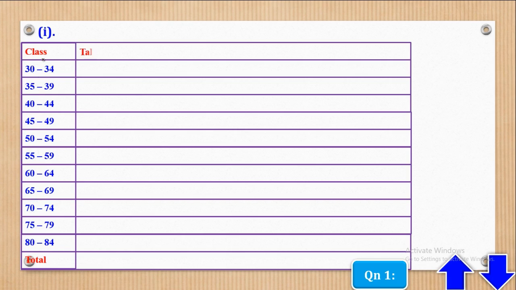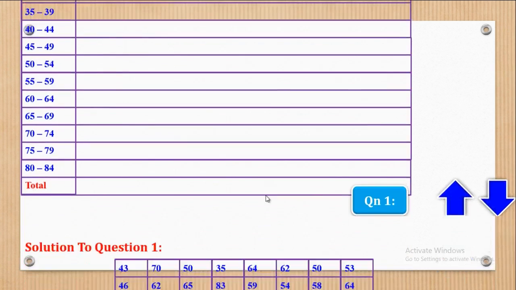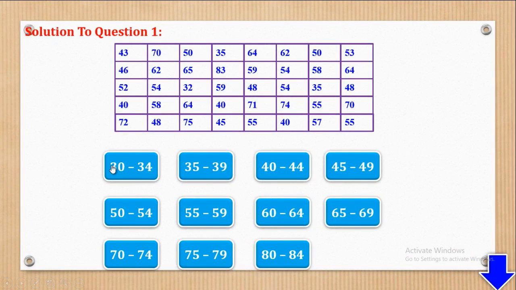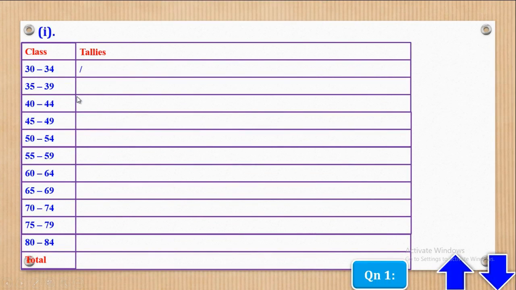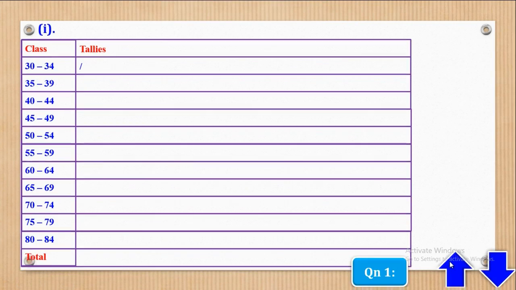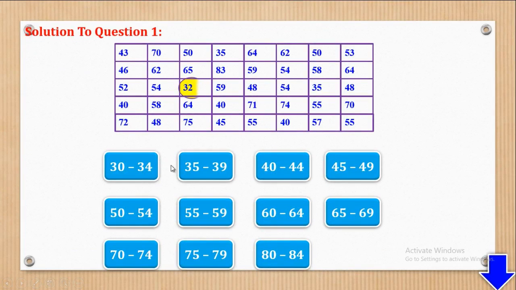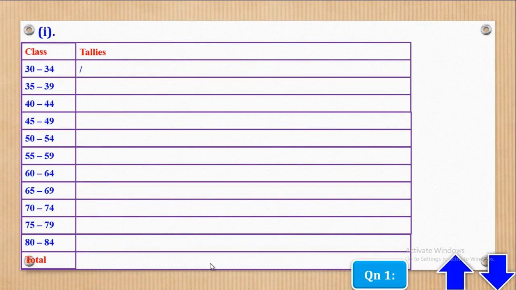Now that I've generated our classes, we shall go to the tallies. First we shall look for all the values ranging from 30 to 34. When I highlight them, you realize that it's only one person who got a mark from 30 to 34. So we shall put a tally corresponding to 1. Next we shall look for the marks from 35 to 39. When I first remove this and look for these ones from 35 to 39, you realize they are 2. So I'll put a tally corresponding to 2.